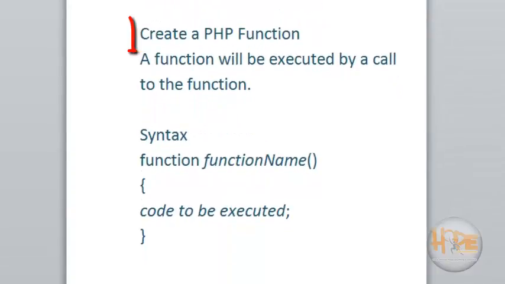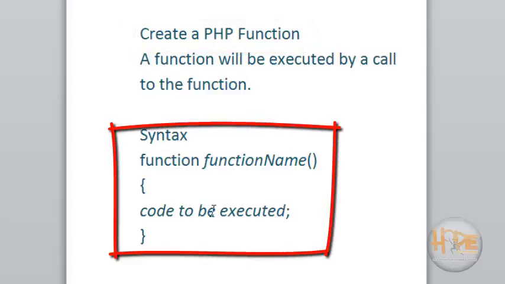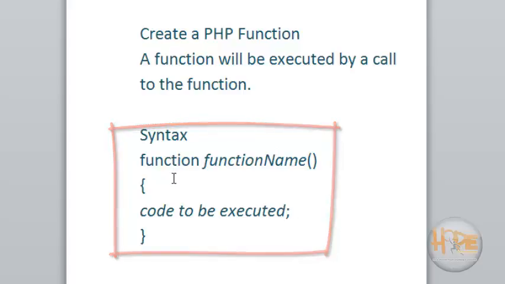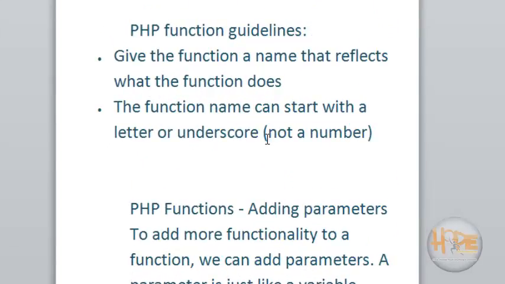Now let's see how to create a PHP function. This is the syntax for a PHP function. First of all, write the function keyword, then a space, and then write any name for the function, and then the code inside the curly braces. Here are some important points for functions.